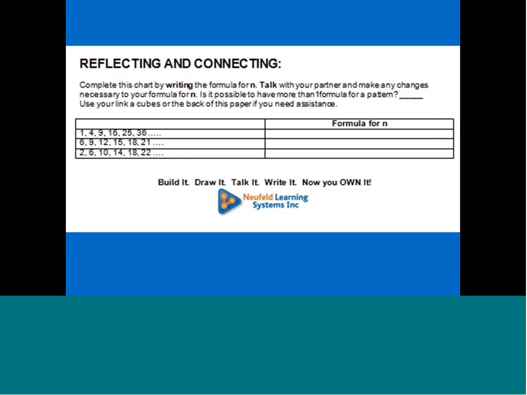The Reflecting and Connecting section reinforces learning by asking students to think about their thinking and to process, extend, and apply their understanding of the concepts learned at the conclusion of the lesson. In this example, students are required to apply the knowledge they have gained through the activities in the previous sections to write formulas for given numeric patterns in the chart provided.